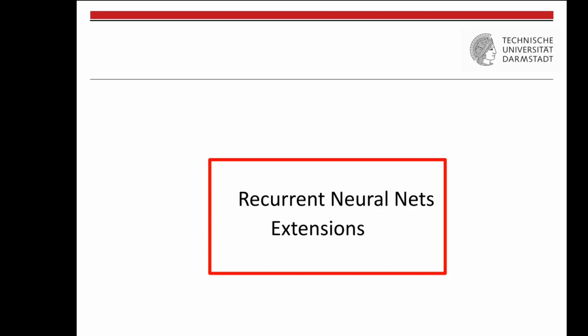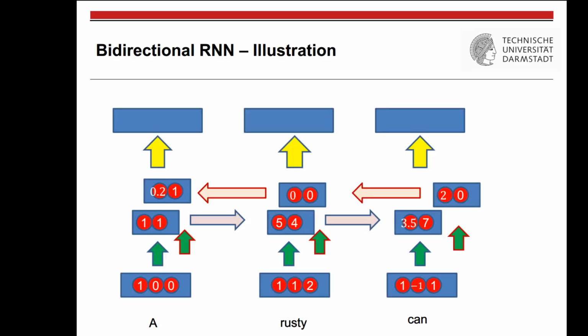So let's quickly talk about extensions of recurrent neural networks, extensions of the basic model that we've just seen. The first one I already discussed. We can make a forward layer in our recurrent neural network and a backward layer, and in this way we can not only look into the past when making a decision, but also into the future via the backward layer.